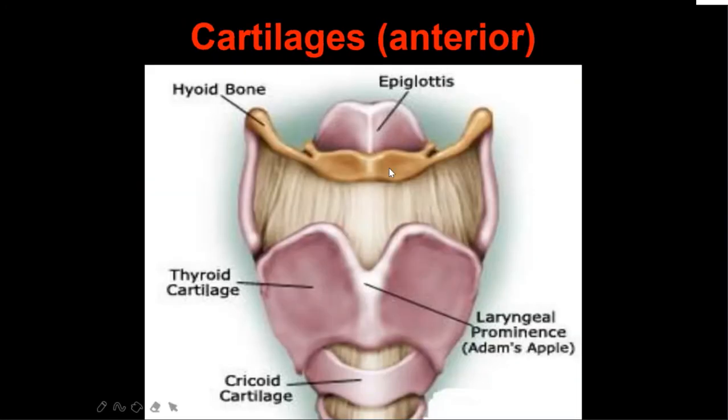So this is the thyroid cartilage. We have completed the epiglottis. This is thyroid cartilage. This is the anterior surface. This is the posterior surface. And the thyroid cartilage has two ala. They will meet in the midline. That is called the Adam's apple.